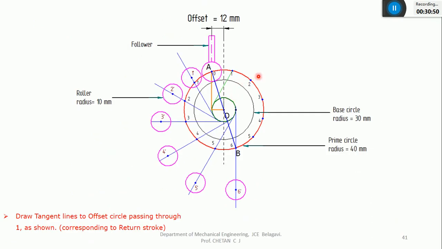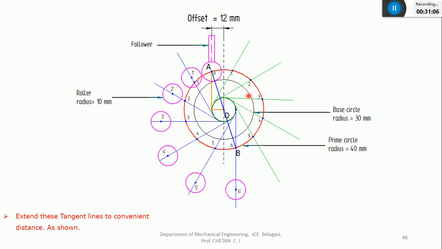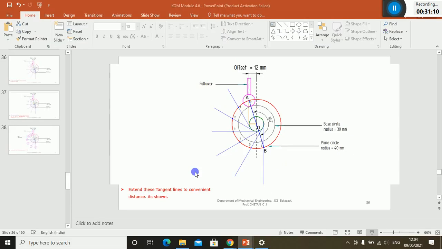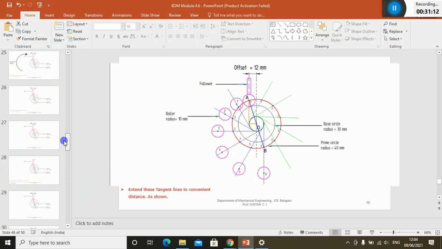Similarly, from point 2, just draw a tangent to this offset circle. From point 3, 4, 5, again 6. Already the sixth line is there. After that, just extend these tangent lines, the green color tangent lines, in a backward direction. Again, go back to the data with respect to the displacement diagram.